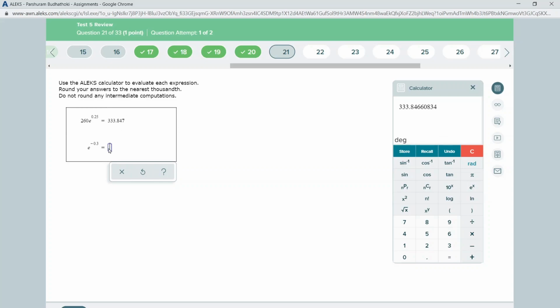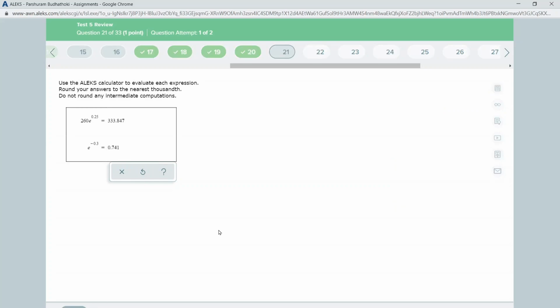You can do the same thing for the next one, e to the power negative 0.3. So that is 0.741. Don't forget that you are rounding to the nearest thousandth. So this third number, you have to round it. Check your answer.